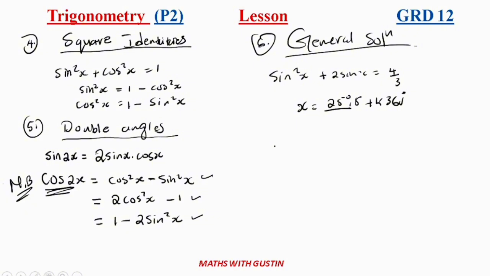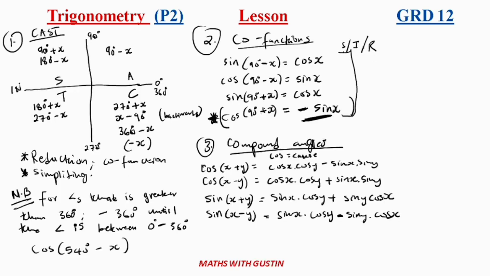Right, so these are the things that you need to know when it comes to trigonometry for grade 12. Let's go back and recap. You need to know the CAST diagram, what is involved there, and you must be able to use it to help you simplify, do cofunctions and reduction angles. Therefore you need to know cofunctions, and I have stated to you that the most important one is the last one here, cos plus.